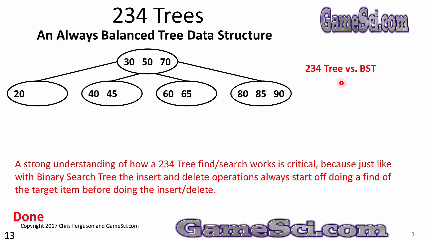2, 3, 4 trees versus BSTs. Keep in mind they're pretty much the same thing. A strong understanding of how a 2, 3, 4 tree find and search works is critical because, just like with a binary search tree, the insert and delete operations always start out doing a find of the target item before doing the insert or delete.